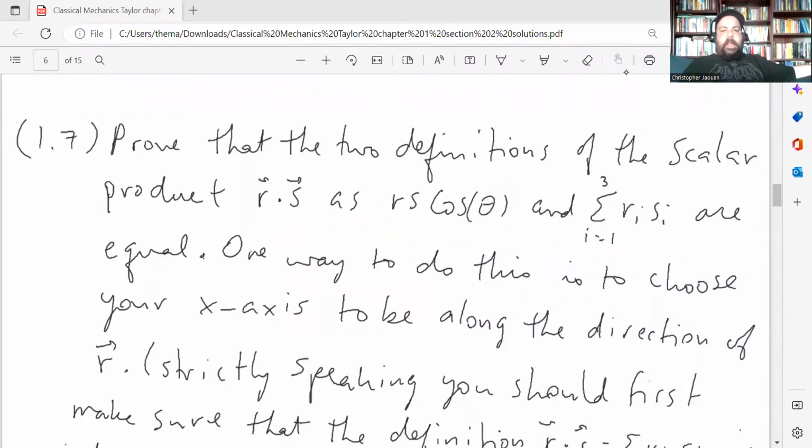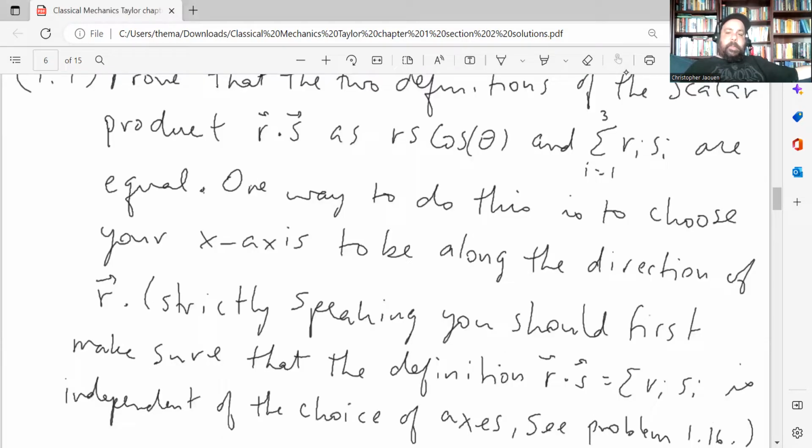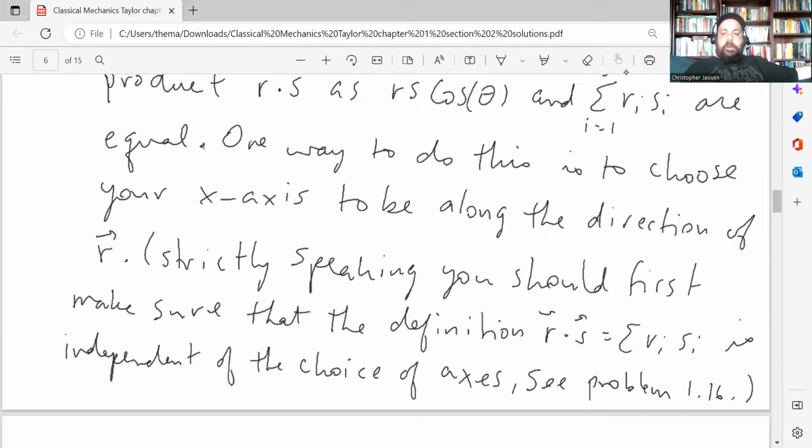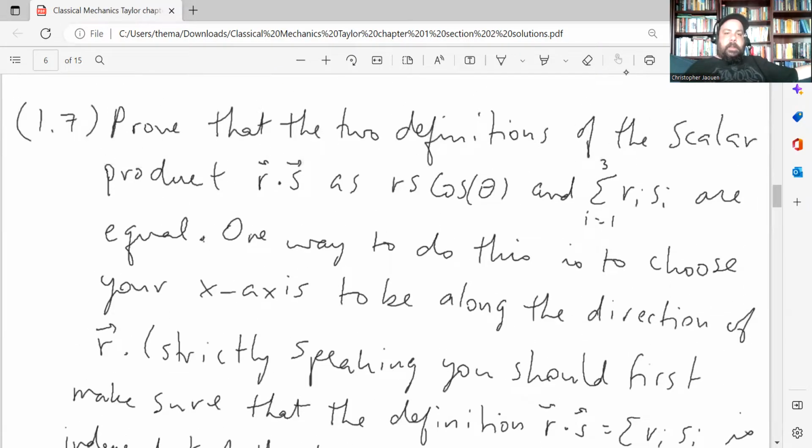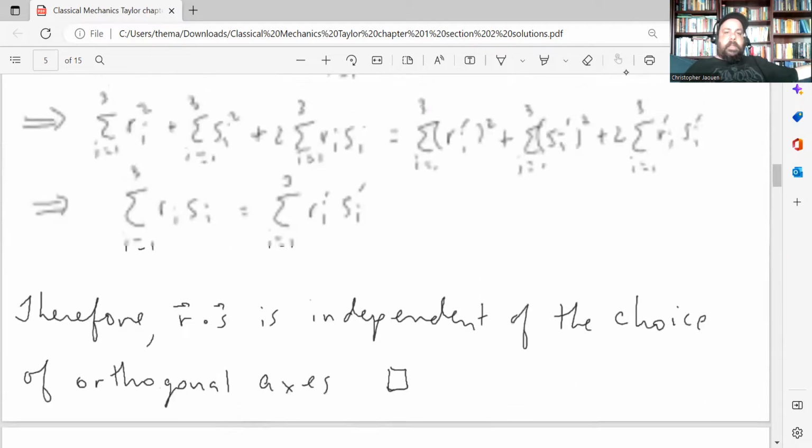All right, so he wants us to prove that rs cosine theta is equal to r1 s1 plus r2 s2 plus r3 s3. And he says one way to do this is to choose your x-axis to be along the direction of r. So in other words, choose a convenient coordinate system. Strictly speaking, you should first make sure that the definition r dot s equals the sum of r_i s_i is independent of the choice of axes. And he says see problem 1.16. So that's why we're going to start with 1.16, because that's what 1.16 is about. So we'll show that the dot product is independent of choice of coordinates.